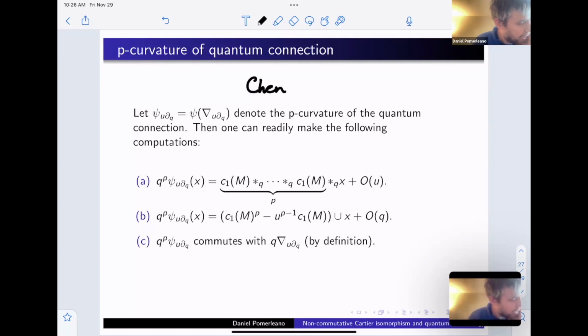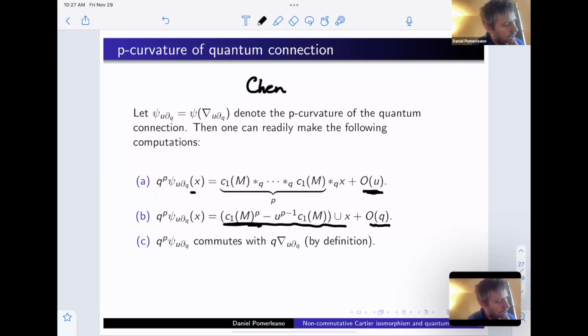And the idea is that if one looks at the P-curvature of the quantum connection, multiplied by this variable u, then you can make the following calculations fairly easily. Basically, if you take q to the p times this P-curvature, it behaves like, so modulo O(u) means modulo the ideal generated by u. So modulo the equivariant variable, it behaves like a p-fold quantum multiplication by C1, and then modulo q, it has this form here.